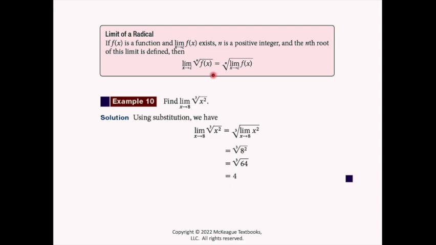This property is stating that if you have a radical and you want to find the limit of the nth root, whatever that root is, it can be determined by direct substitution as long as the limit of the function that's under the root exists.